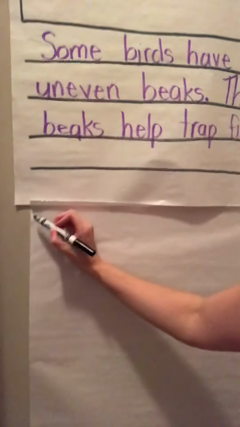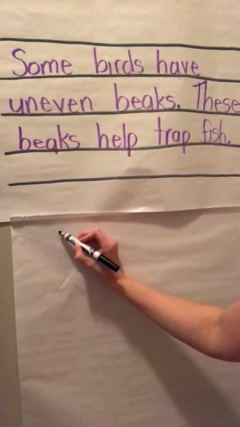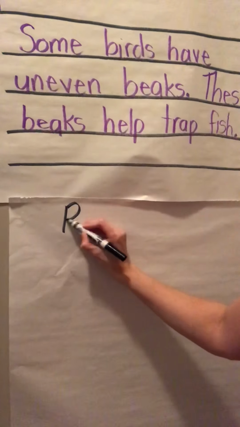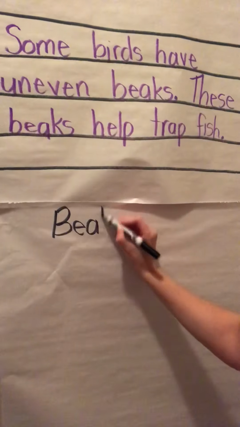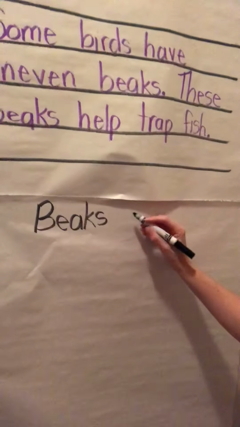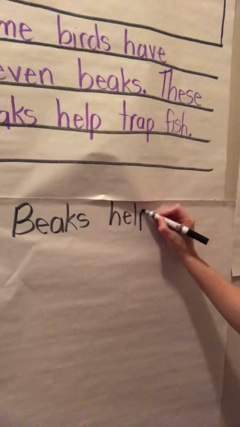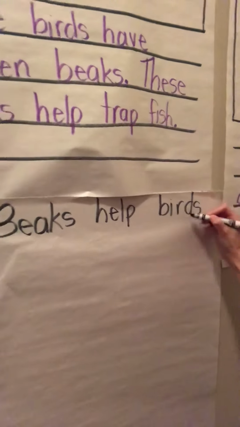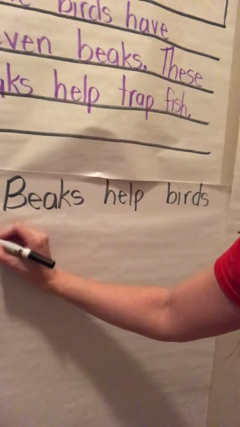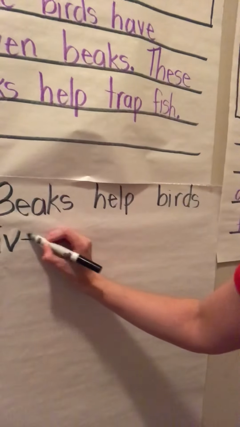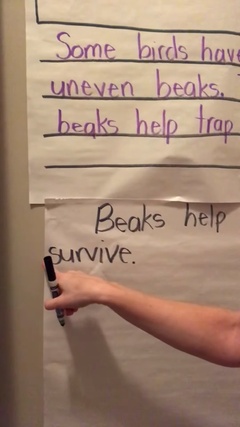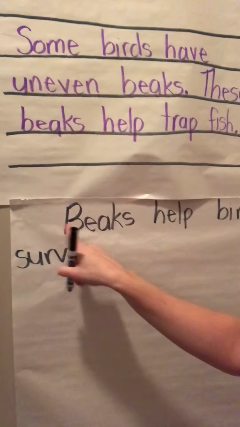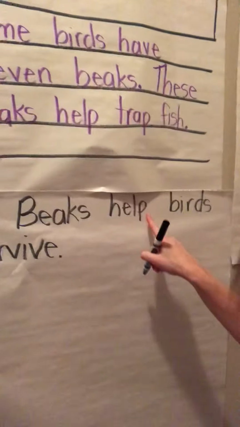And remember, when you're writing a paragraph, you indent a little bit. So I'm not going to start right at the edge. I'm going to move in. So again, my focus statement said beaks help birds survive. And notice when I got to the next line, I started all the way at the edge. Only my first line is indented. So I have beaks help birds survive. So that's my first part.